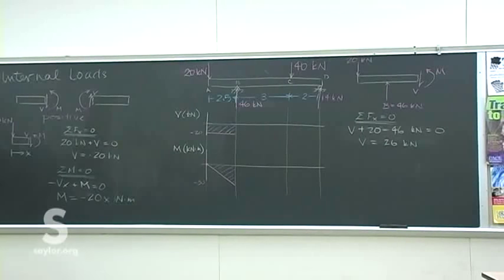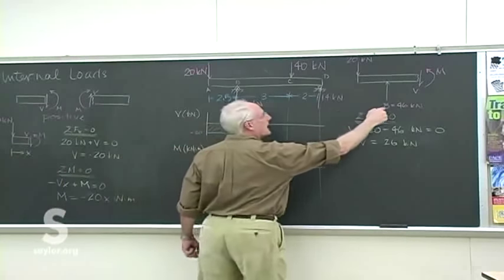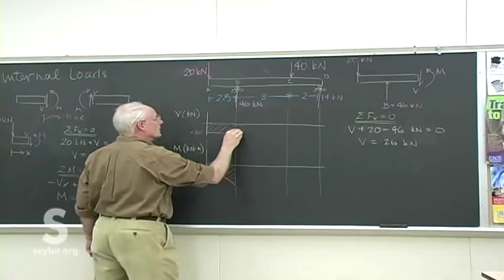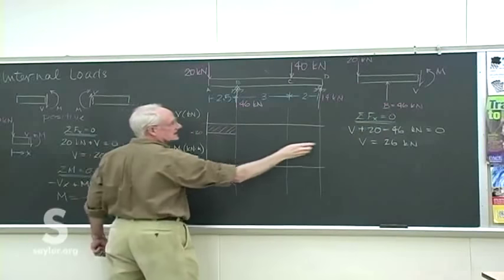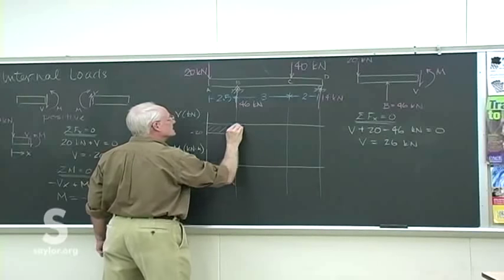Which, remember, is what we'd expect. We have a reaction of 46. We know there's going to be a jump of 46. That puts us at the plus 26.